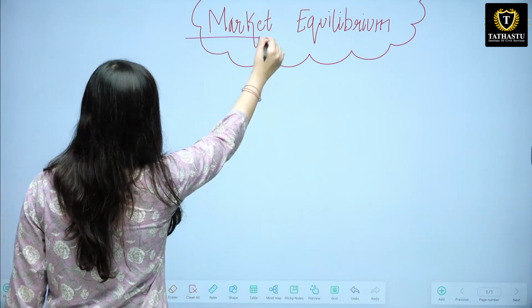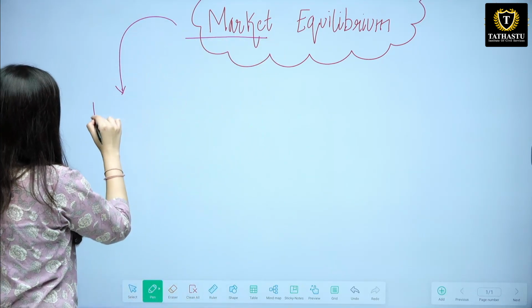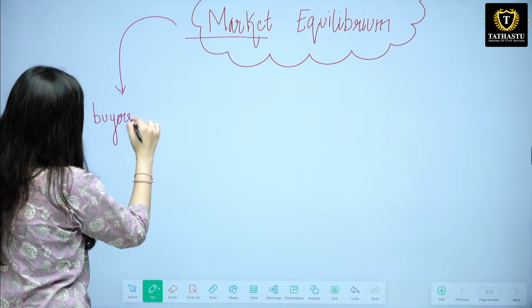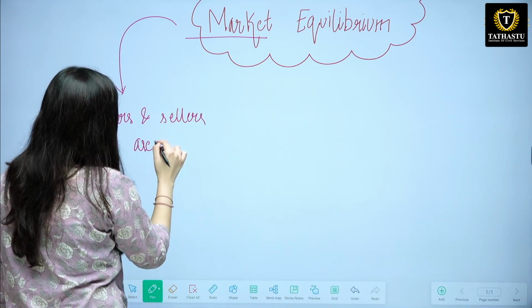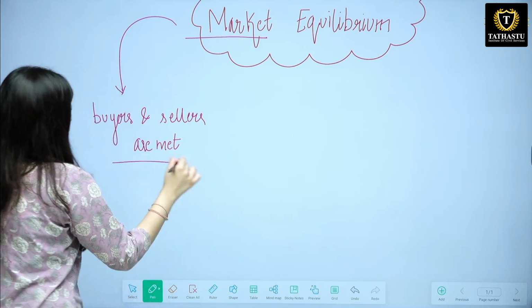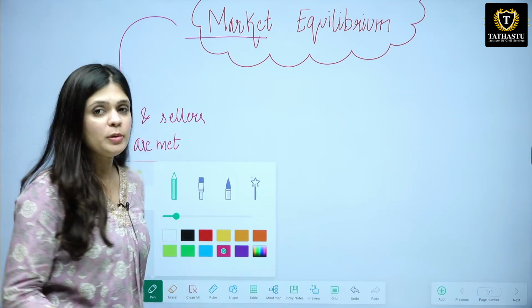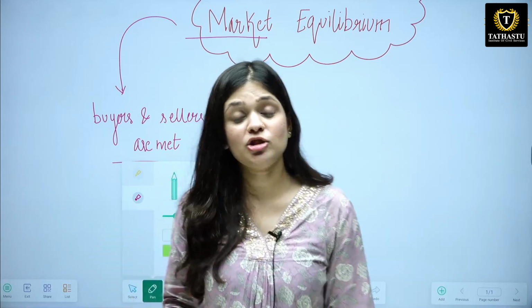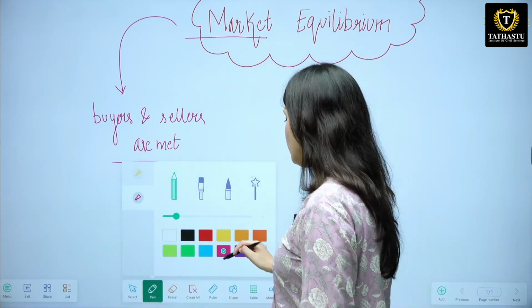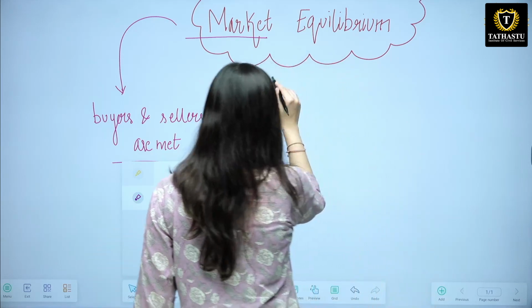When I am saying market, I am talking about where buyers and sellers are met. Okay, it could be online, it could be over telephone, it could be in a physical market, it could be anywhere. Basically where they are met and there's an exchange of goods and services in return for money. So that is market.